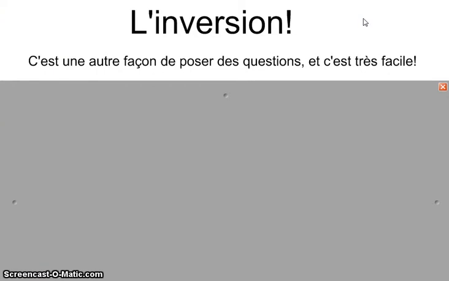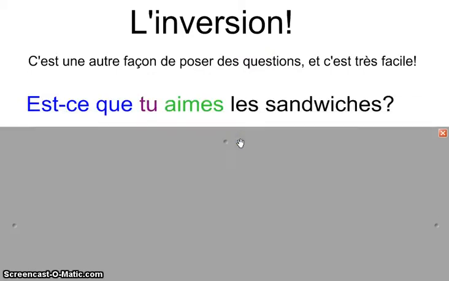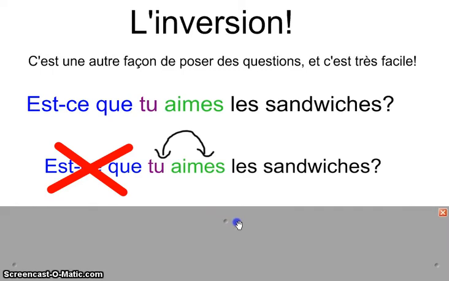So as I said before, l'inversion est une autre façon, another way, de poser des questions et c'est très très facile. Par exemple, dans la question « Est-ce que tu aimes les sandwichs ? » je vais faire deux choses. La première chose, c'est que je vais guillotiner « Est-ce que ? » comme ça. Je guillotine « Est-ce que ? » Puis, je change « tu » et « aimes ». Je change l'ordre. So, inversion means that you invert or change the order of the subject and verb.